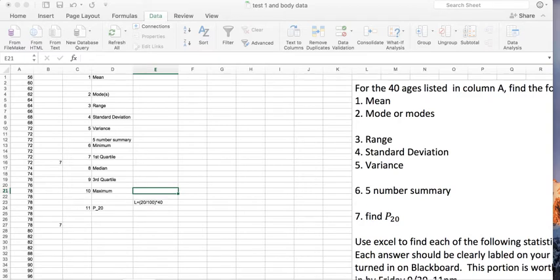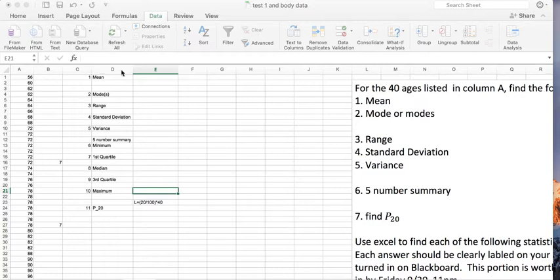So I want to show you a sample of the Excel portion of the test that you'll be turning in no later than Friday, September 29th. Mostly I want to show you what I wanted in terms of the labeling. Notice that I have here labeled in column D: mean, modes, range, standard deviation, variance, and then the 5-number summary, which is all labeled. Here's the minimum, first quartile, median, third quartile, maximum, and 20th percentile.